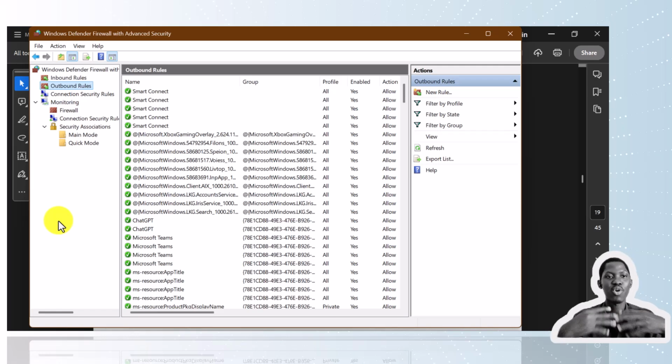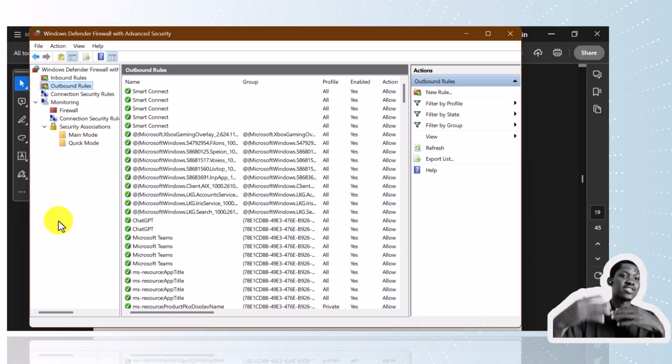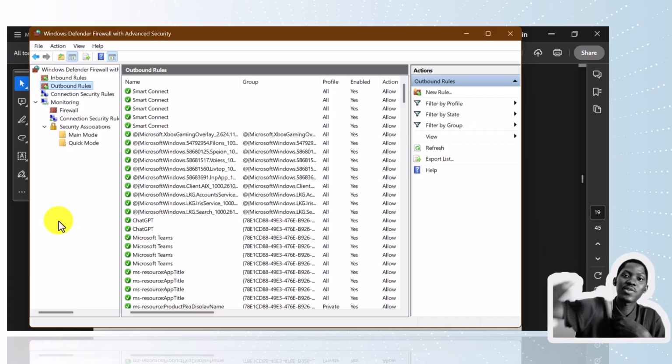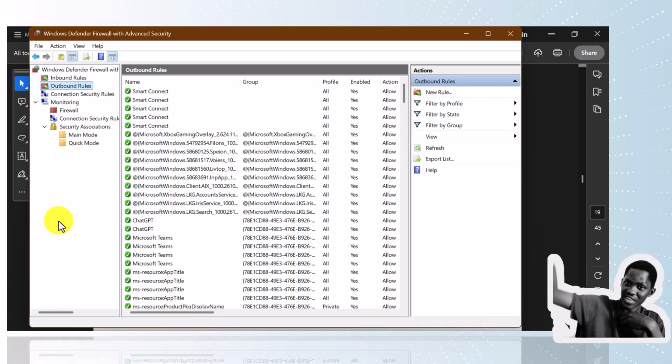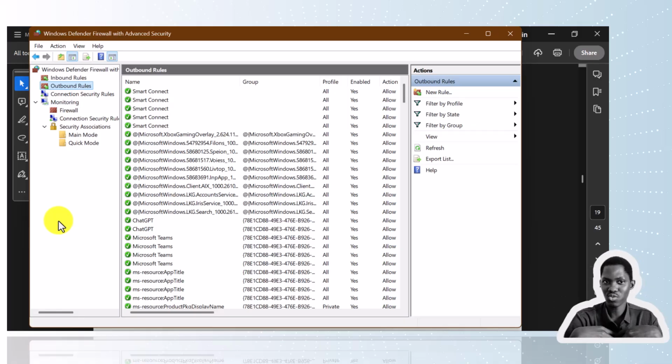So if I want to block apps on my system from communicating with a particular IP address, where will I set it? I'll set it in the outbound rules, because I'm trying to block my system from communicating with something outside. So that is outbound. For inbound, I'm trying to stop something from communicating with my own system, so from outside in. So that's inbound rules.